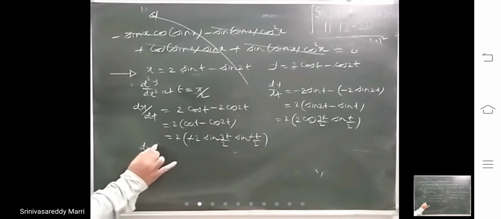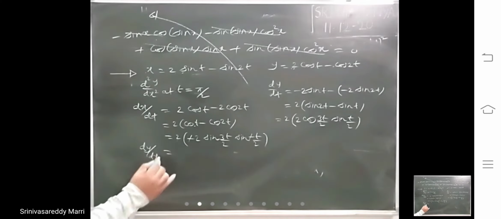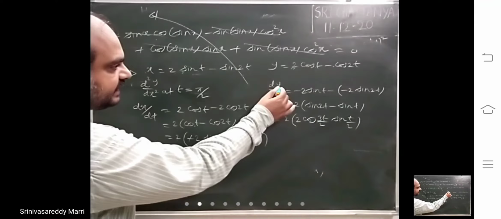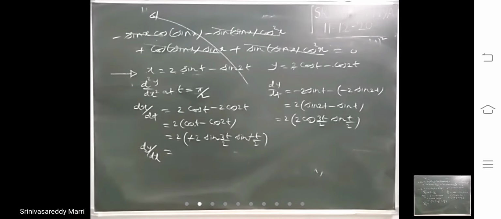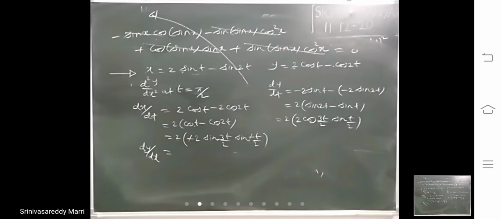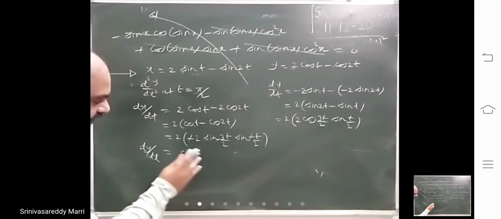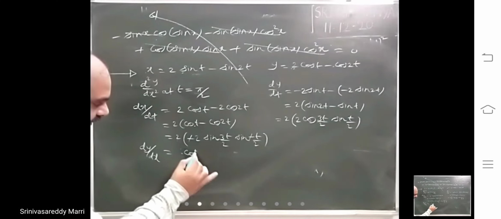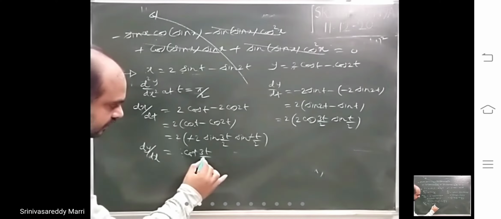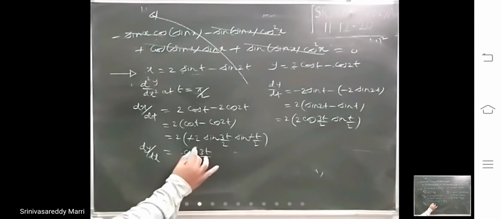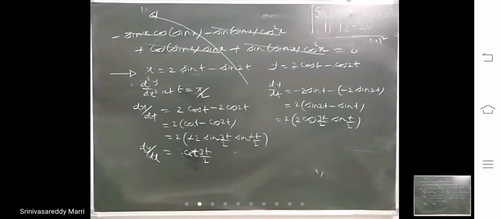First we will find dy by dx. dy by dx is nothing but dy by dt divided by dx by dt. That means this divided by this: 4 will get cancelled, sin t by 2 will get cancelled. You will get cos 3t by 2 divided by sin 3t by 2, that is cot 3t by 2. Till here we have done in the previous sessions.